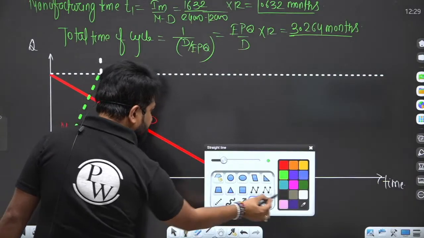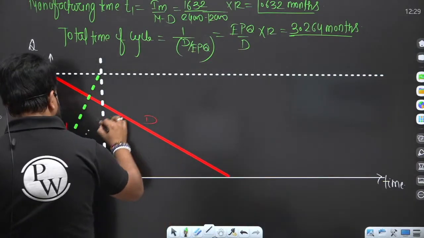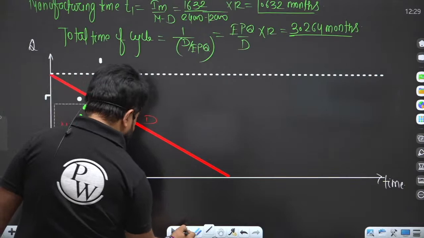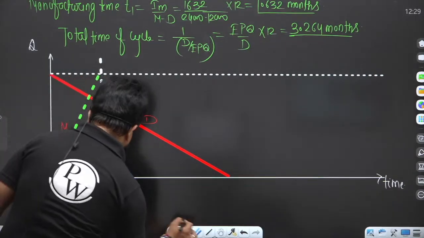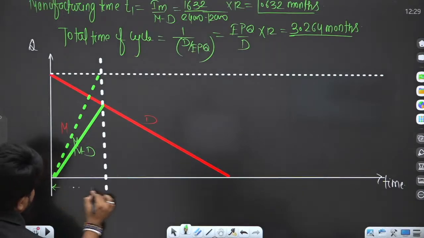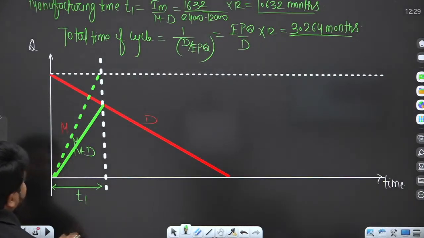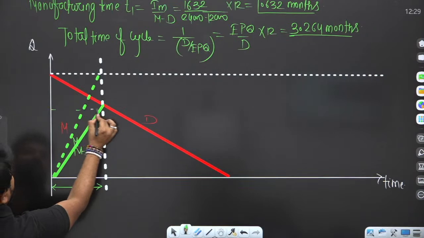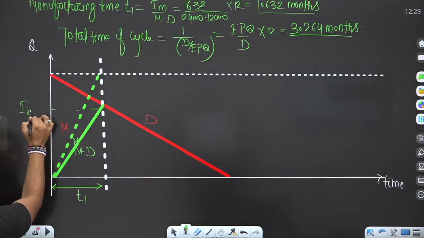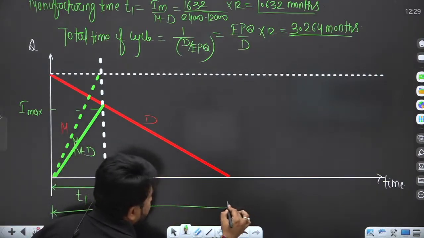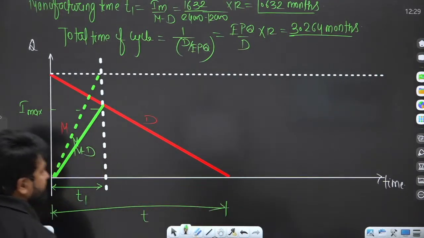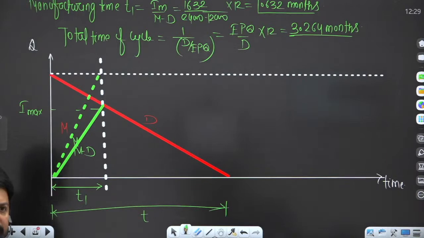The effective filling rate of the inventory is this, right? This is the effective filling inventory. This is what, my dear? M minus D. So in this cycle, you are getting the maximum inventory. This is the maximum inventory, right? And this is what? The complete cycle, that is T. Is that clear?